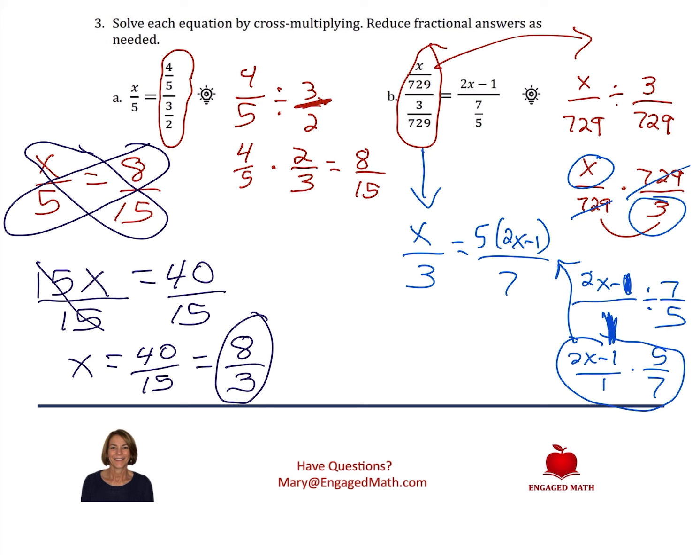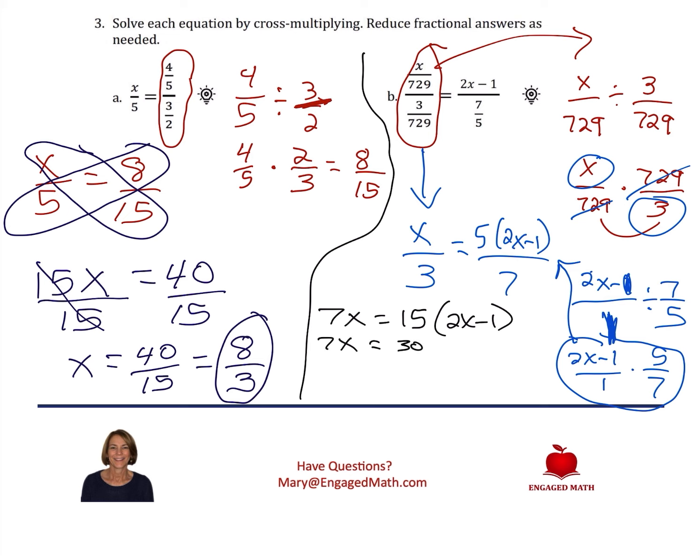I'm going to change this color to black this time, just so you can see everything we're doing here. So on the left now, let's draw a line so you can see really clearly. I'm going to do the 7 times the x, so 7x equals, and on the right I have 3 times 5, so it's 15 times 2x minus 1. Let's continue, and we get 7x equals 30x minus 15.